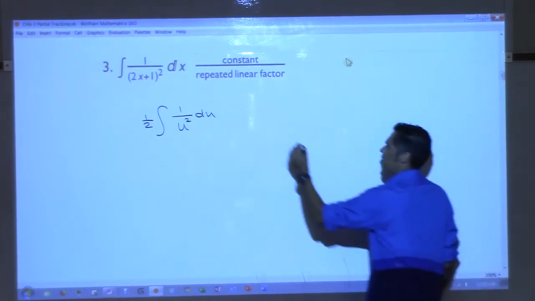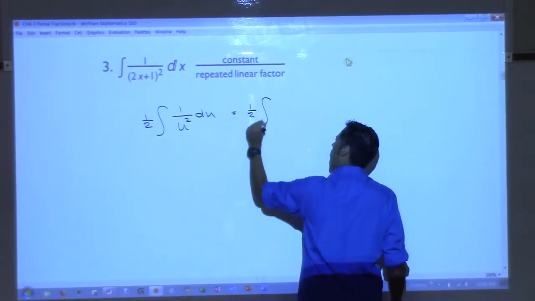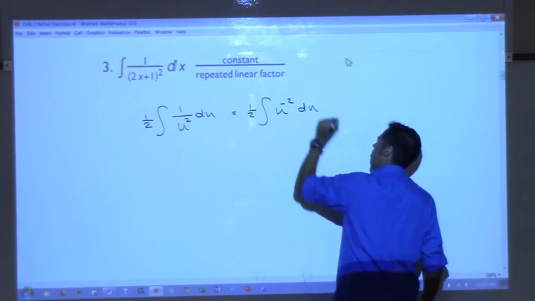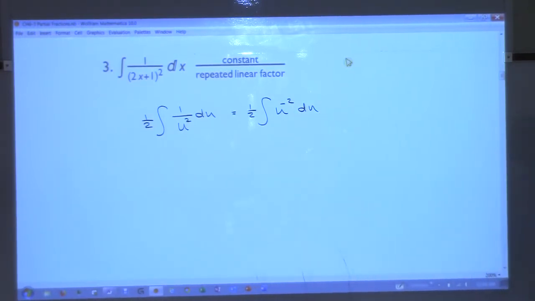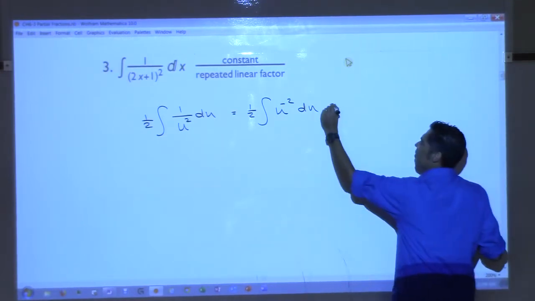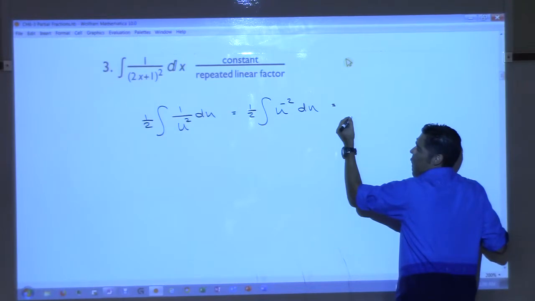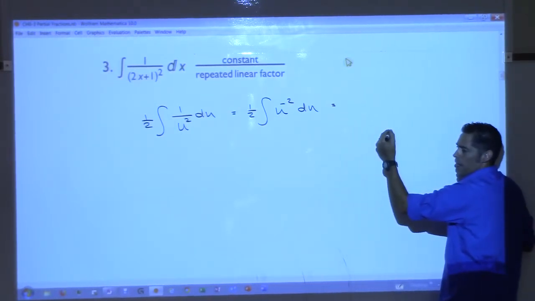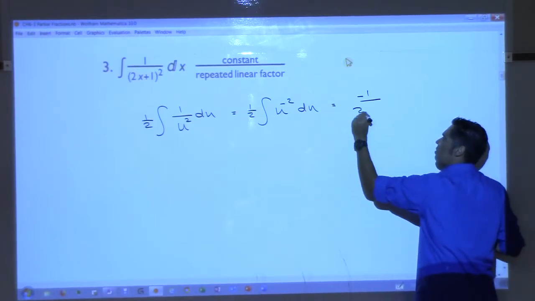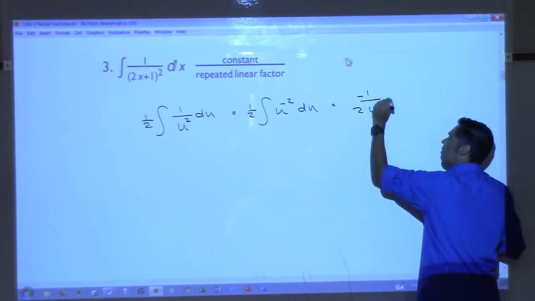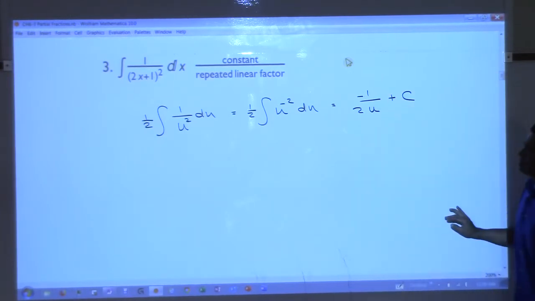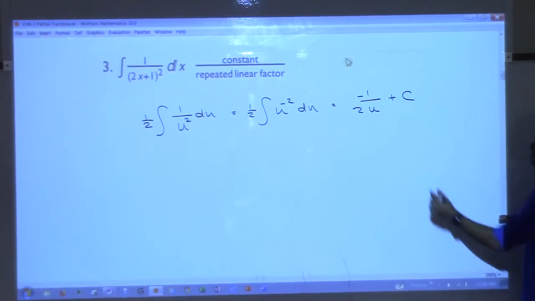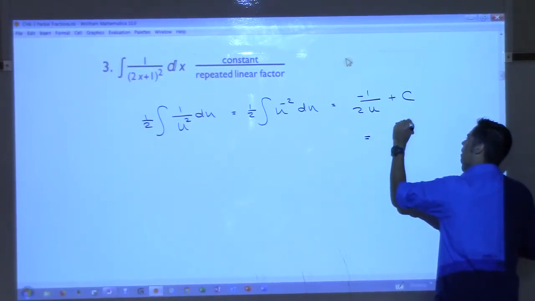This is the same as 1/2 integral u to the negative 2 du, and then you just use your power rule, right? So if I use my power rule, what would the antiderivative of that be? Yeah, negative u to the negative 1. Negative u to the negative 1 would be the antiderivative of that. So negative 1 over 2u plus c. That would be our antiderivative. And then what was u? Yep, 2x plus 1.